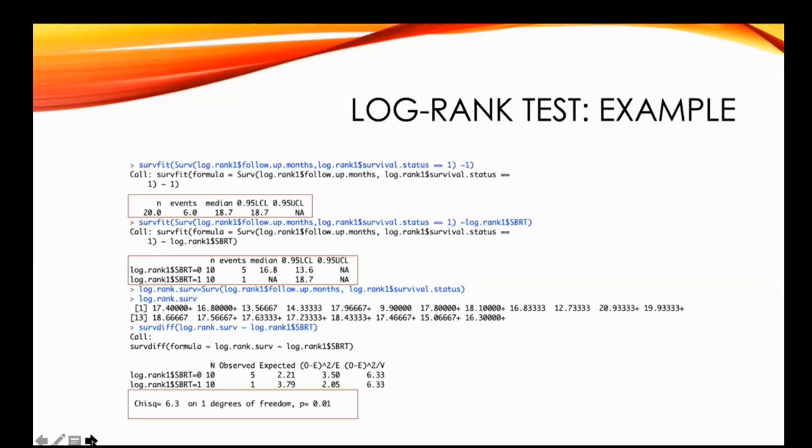Then we do the survdiff function, and this is going to give the chi-square and the p-value. So for our example, the p-value is 0.01. What we can conclude from this is that SBRT is associated with statistically significantly higher survival, longer survival, than not having SBRT in this group of patients. So here we've been able to compare 2 groups in R.